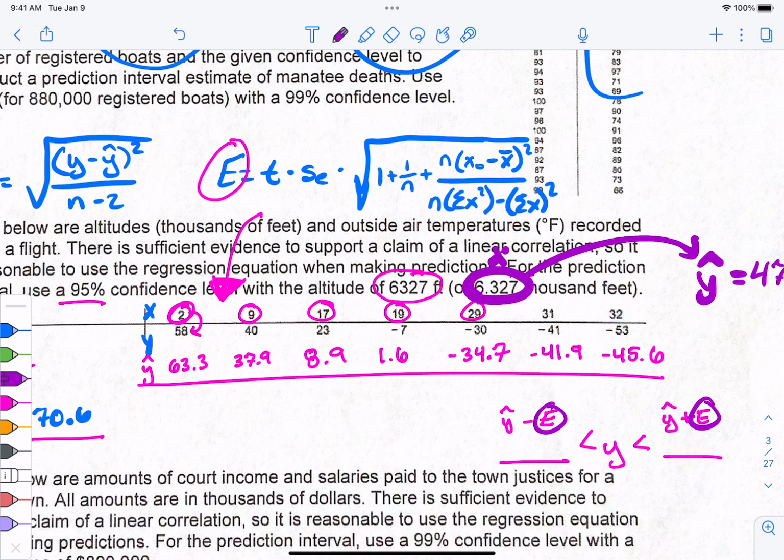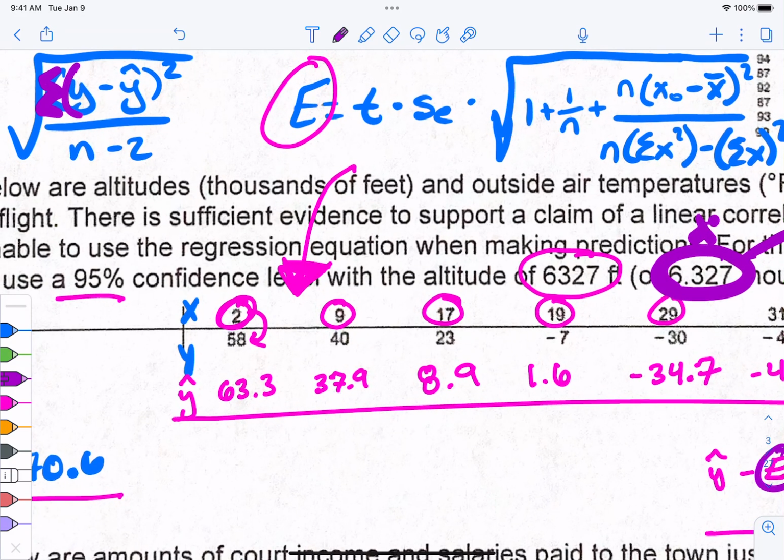Oh, this is the sum. Isn't there a sum in front of that? The sum of all the y minus y hats? Help me out here. We have to do y minus y hat. That's the first thing we have to do for our calculations. Okay, y is 58, somebody give me that answer.